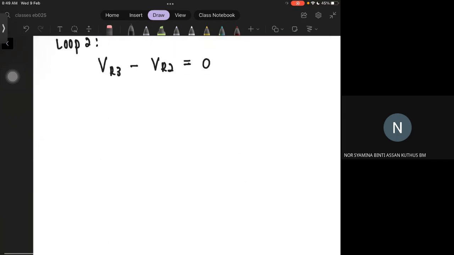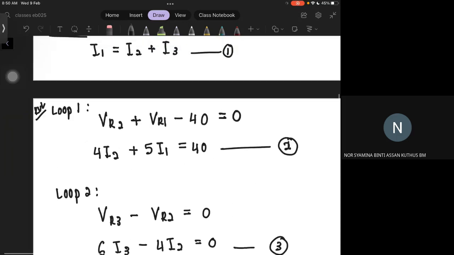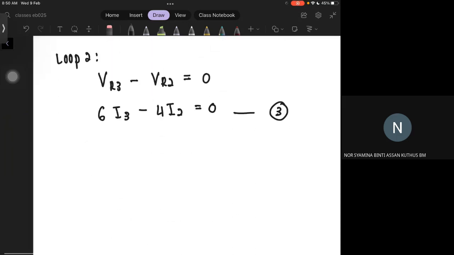6 ohm I3 minus 4I2 equals to 0, equation 3. Okay, then boleh buat calculation, substitute masuk equation. Dekat sini kita ada 3 equation, 3 unknown. So boleh substitute equation 1 into equation 3.